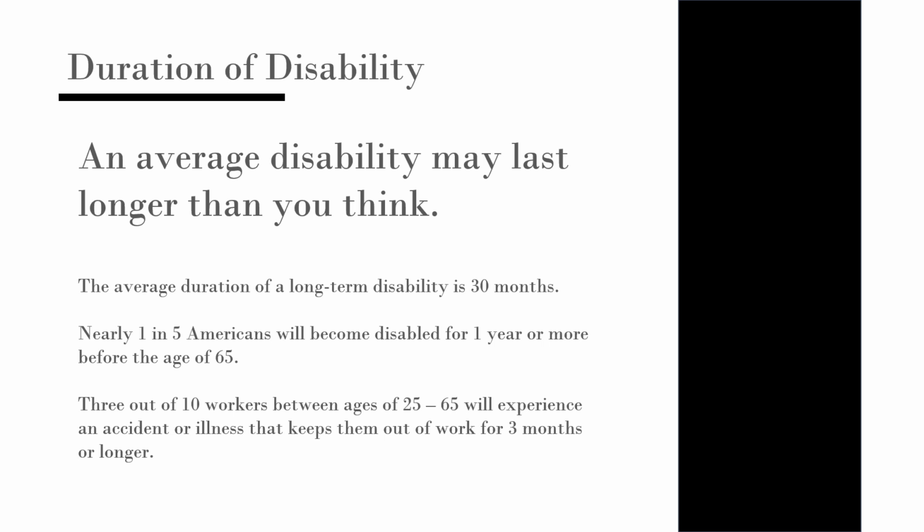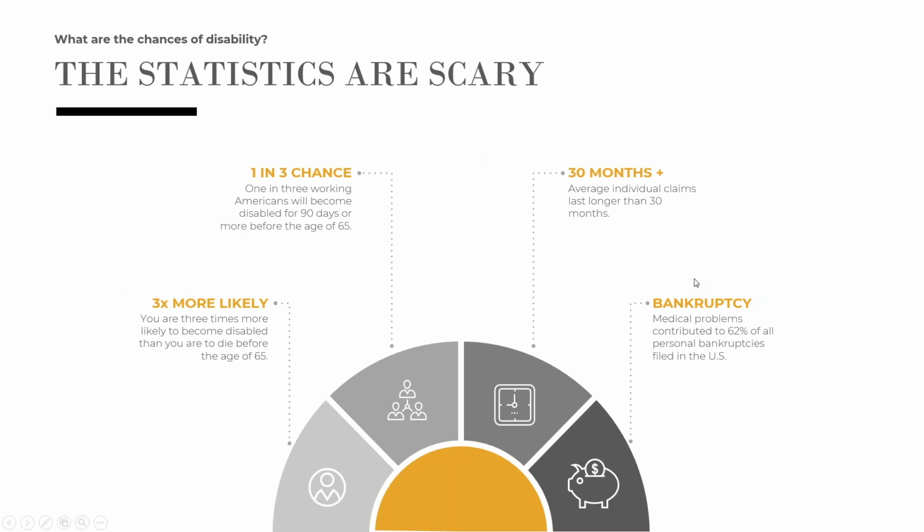Think about that. 3 out of 10 workers between 25 and 65 will experience an accident or illness that keeps them out of work for 3 months or longer. Having disability coverage is critical. This takes care of you, folks, by the way, right? Life insurance will provide for your heirs, your children, the folks that you love. Here, this is taking care of you. I would submit to you that this is something that you should pay attention to.